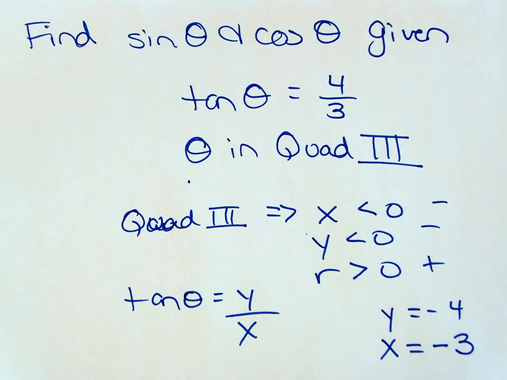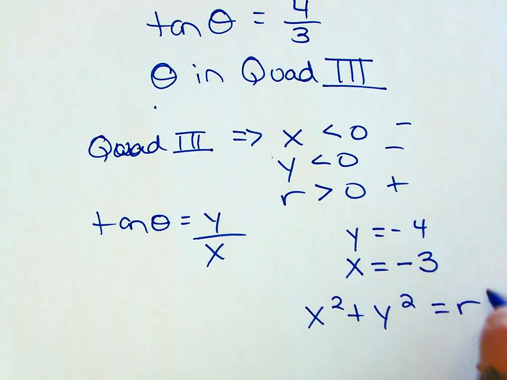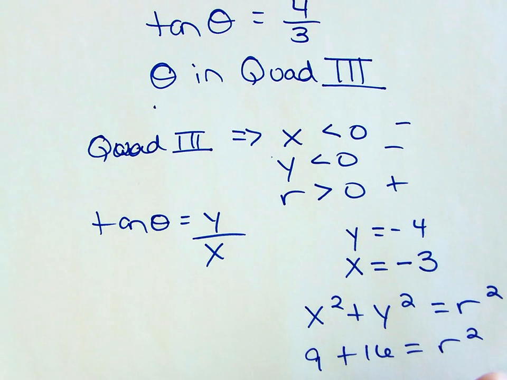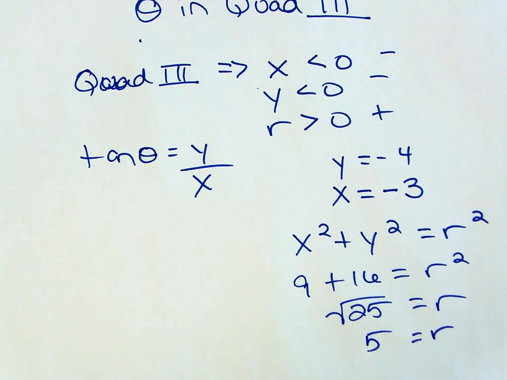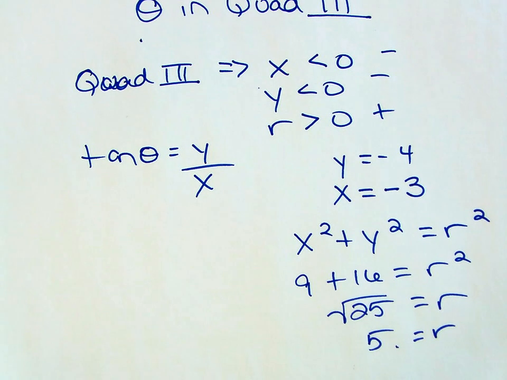Because x squared plus y squared equals r squared. This is our triangle. It's Pythagorean theorem. So we have 9 plus 16 equals r squared. We have square root of 25 equals r, so 5 equals r. And it says r has to be greater than 0, so r is positive. Based on this information, we now know our x, we know our y, our r is 5.